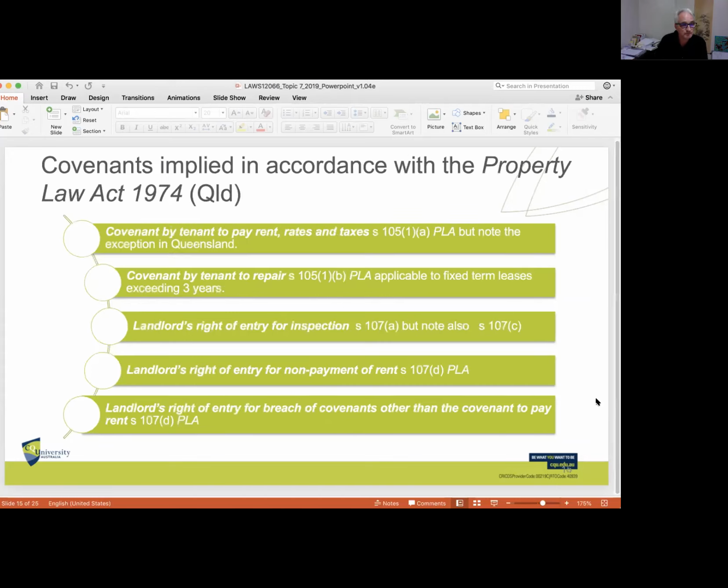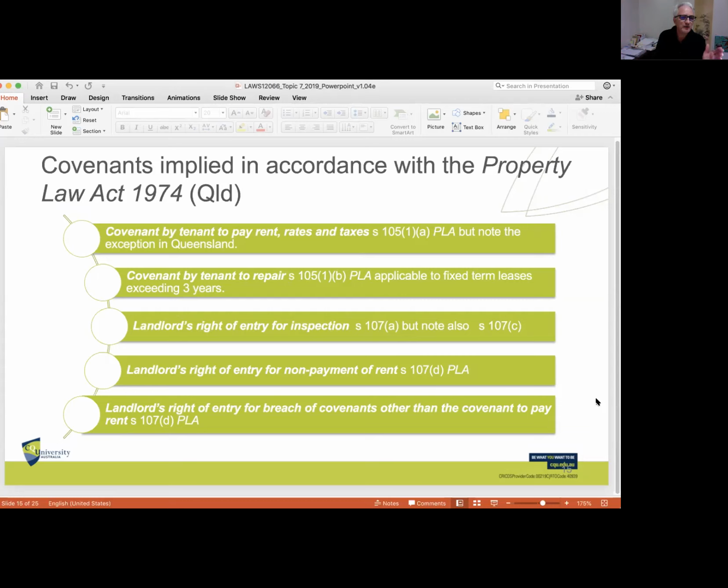Now, we have also specific covenants that are specified under the PLA, and I've already mentioned the review of the PLA, and you can have a bit of a look at that. Just some of these sections, 105, 107, for example. So have a little bit of a look, but certainly not asking you or requiring you to look at 200 pages of the review report. But just be mindful that it's there in terms of making some suggestions for improvement or change.